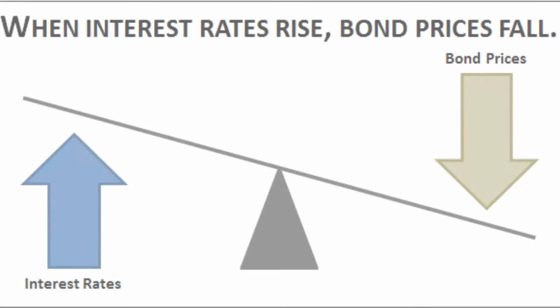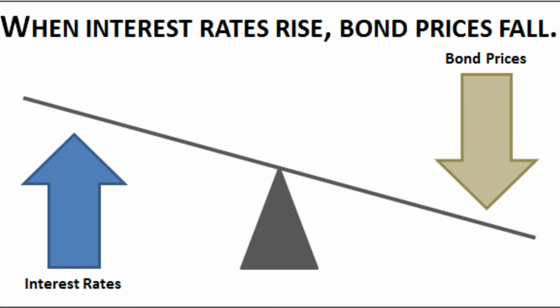So if interest rates go up 1% and you have a modified duration of 5, that means as interest rates move up 1%, your bond is going to go down 5% in value, or your bond portfolio is going to go down 5% in value.